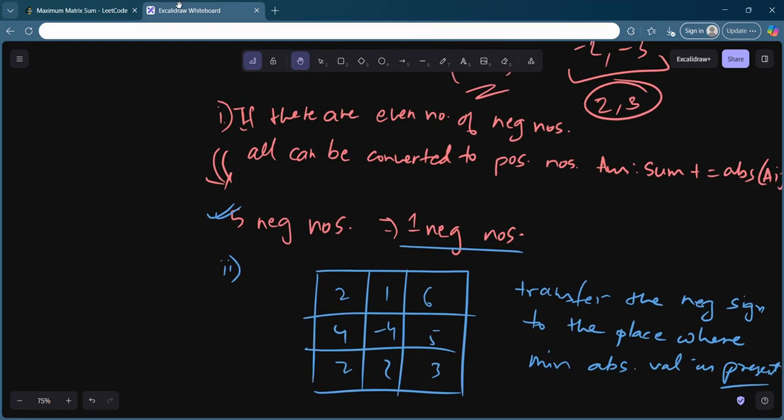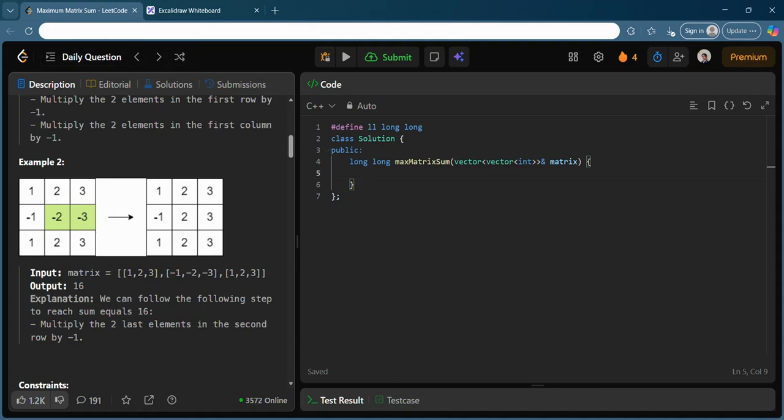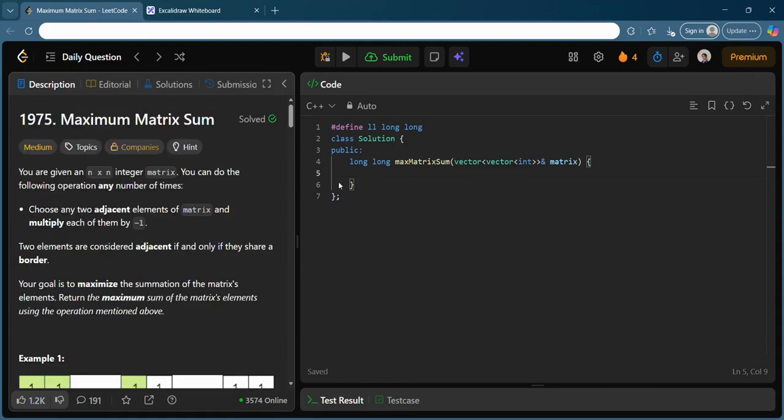So if you think you can code this solution right now, you can just drop off from the video and try coding it on your own, because that will help you improve. Yeah, so let's see the solution.